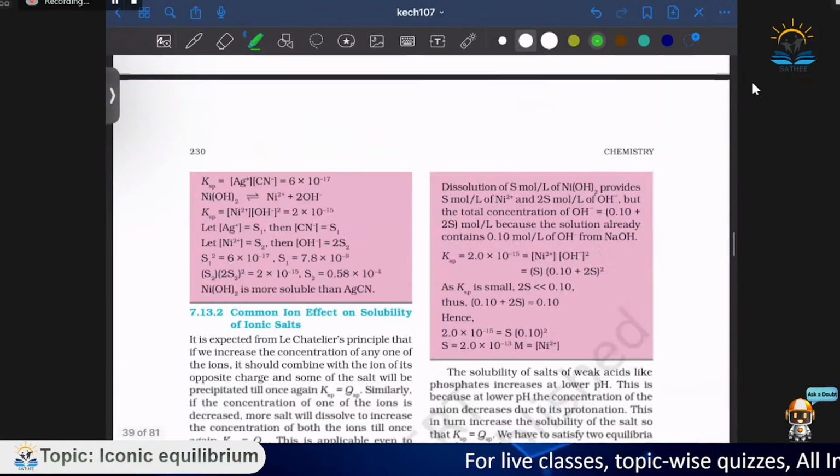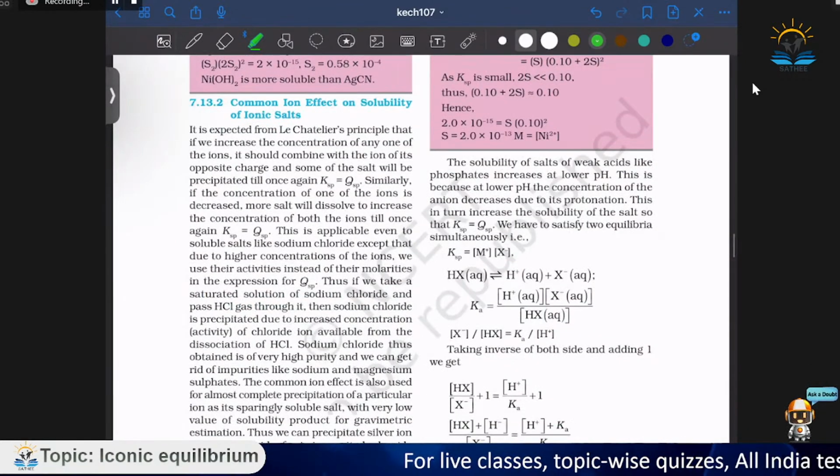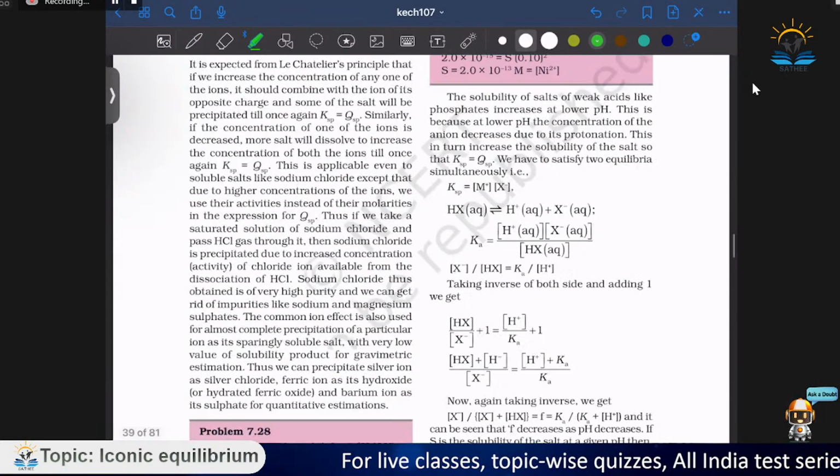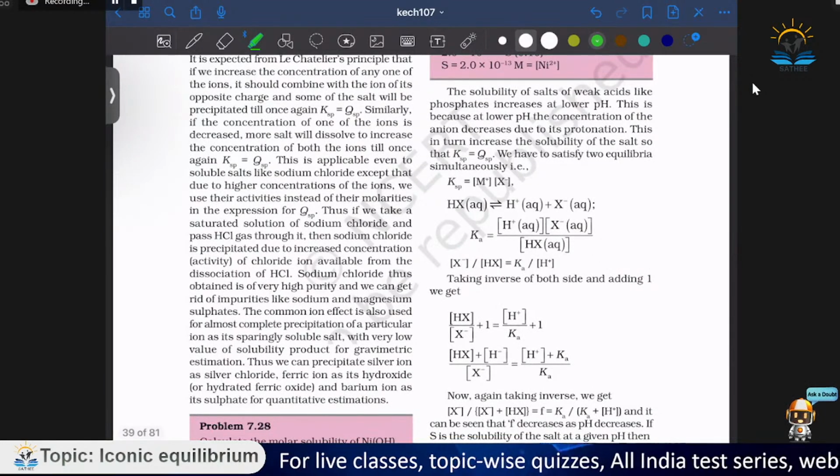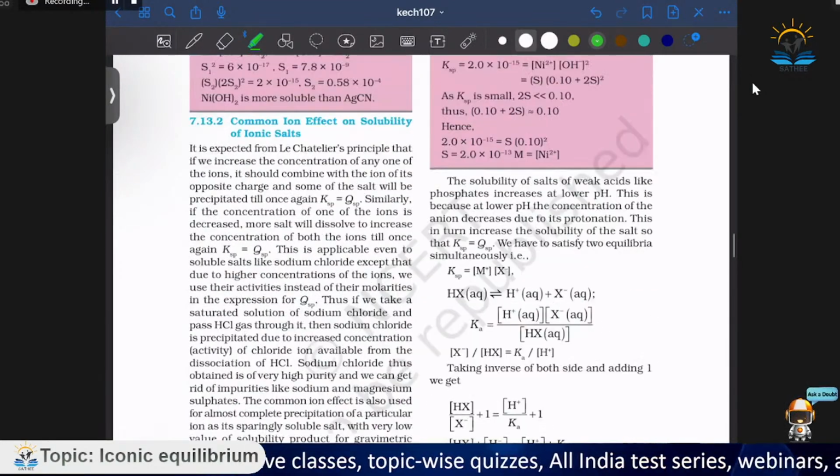Sorry for the delay. Let's continue with the common ion effect on solubility of ionic salts. Just as we had seen in the previous equation, how can we define the common ion effect here?